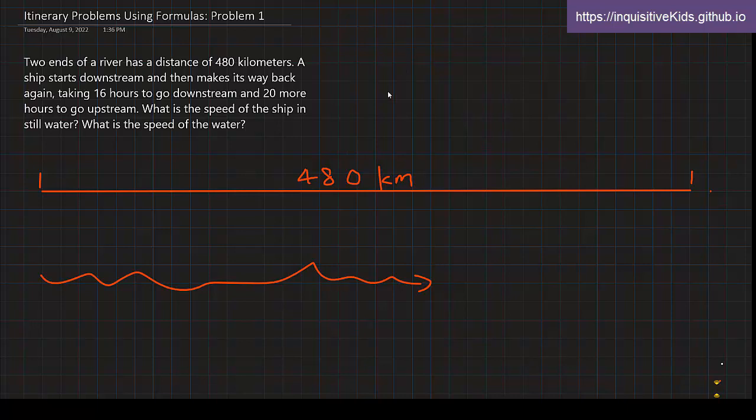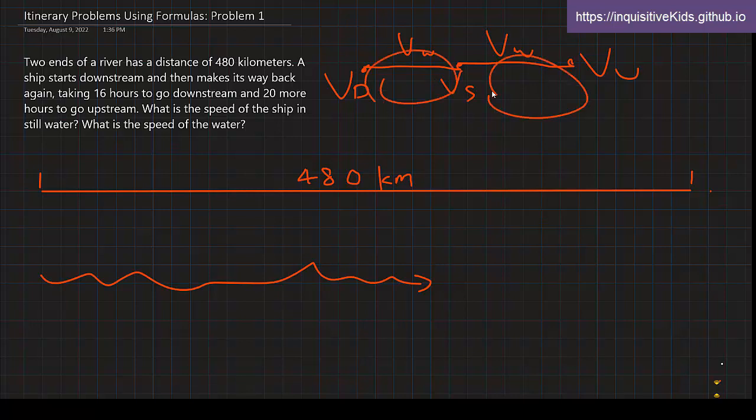And if we know the downstream speed and upstream speed, remember, we can make our chart. So we know that this is the velocity of the ship, velocity of water is over here, and this is velocity of downstream, this is velocity of upstream, right? And we know that these two sides are equal. Well, we know the downstream speed because we know the entire distance, the length of it, and we also know the time it took.